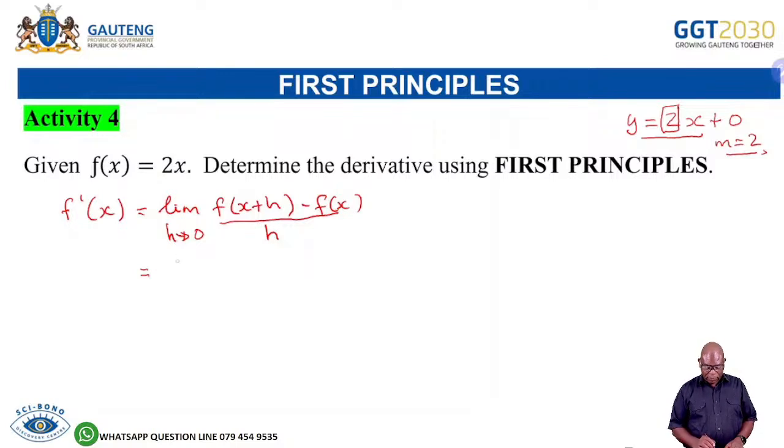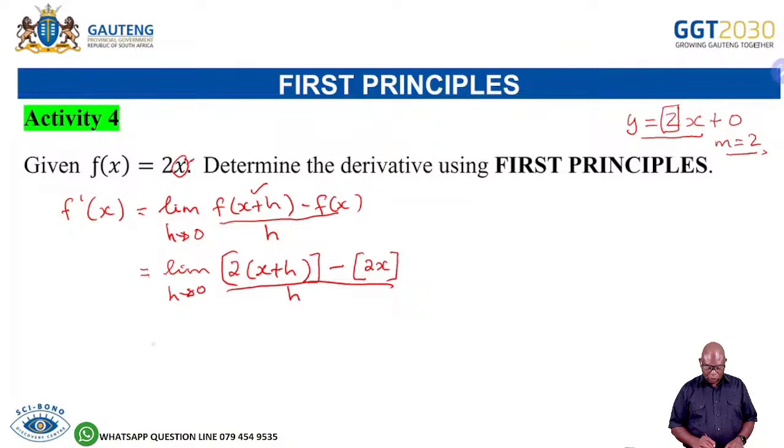Now in this case, let's move on. Limit. So wherever I see x, I substitute it by x plus h. So I'll have 2 into x plus h. Remember, I don't have any other thing there on my equation, so I'm done with that part. So I can just put it in the square brackets and say minus square bracket. What is f of x? It's nothing else but 2x. That whole thing there is divided by h when h is approaching 0.